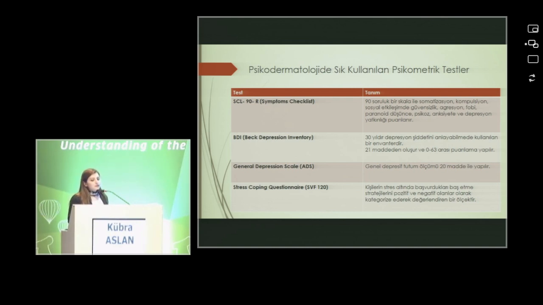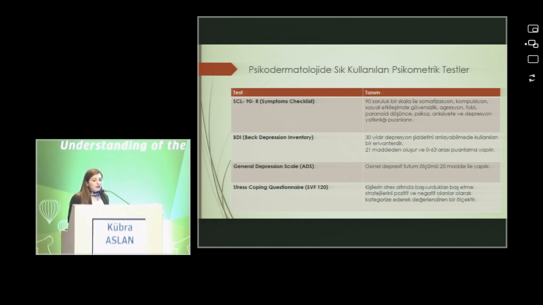The other scale is the Beck Depression Inventory. The Turkish version is present. It has been used for 30 years in order to understand the severity of the depression. It is used commonly. It is comprised of 21 items. The scoring is between 0 and 63. The General Depression Scale doesn't have a Turkish version, and you can evaluate the general depression levels.